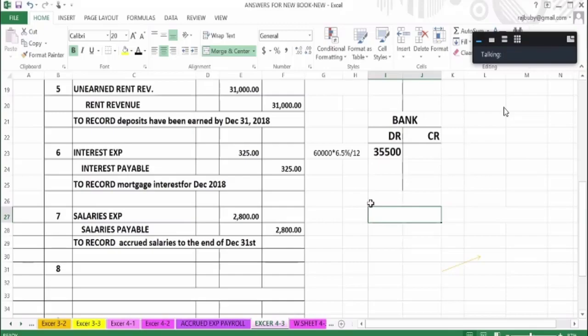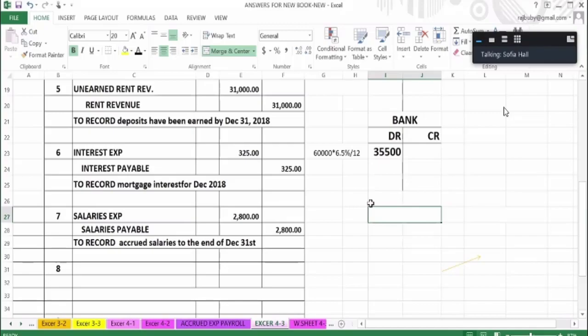Are you okay? Yes, moving further. Number 8, the December utility bill of 1,560 is unrecorded and unpaid. Okay, utility bill, unrecorded and unpaid. Well, we still have to add it to expenses and to utility payable.